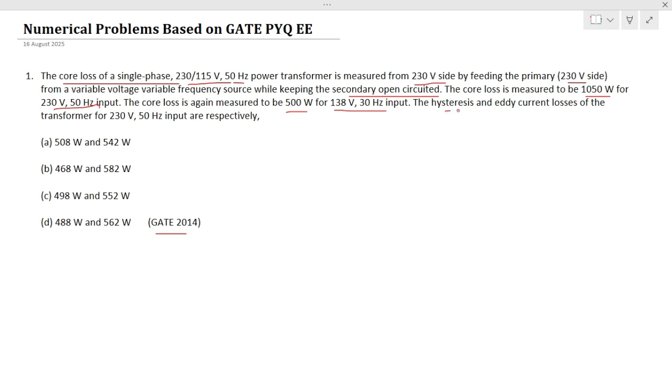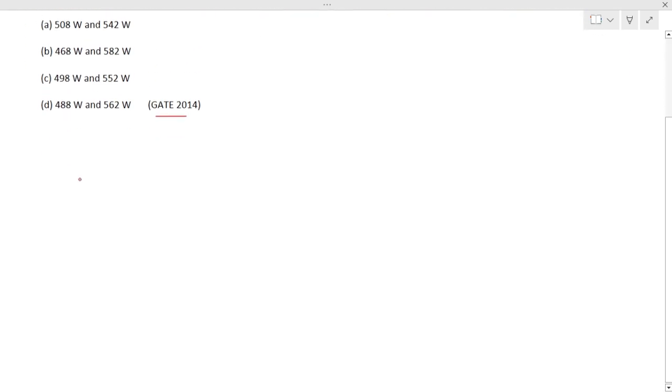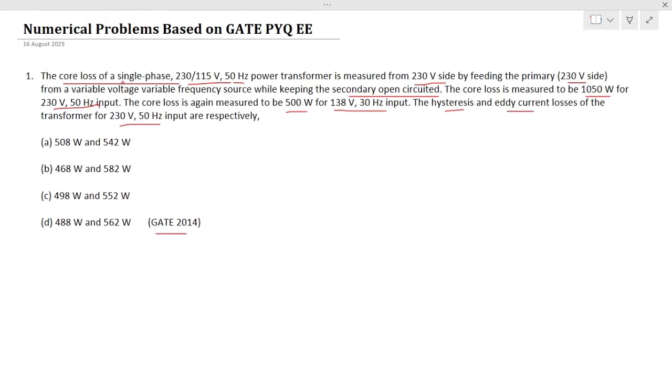The hysteresis and eddy current losses of the transformer for the respective inputs are asked. These are the four options. So we have to find the hysteresis and eddy current losses. This is a very well organized question on transformers. This type of problem you can see in GATE every year. So we are going to solve this. First we have to read the question carefully.